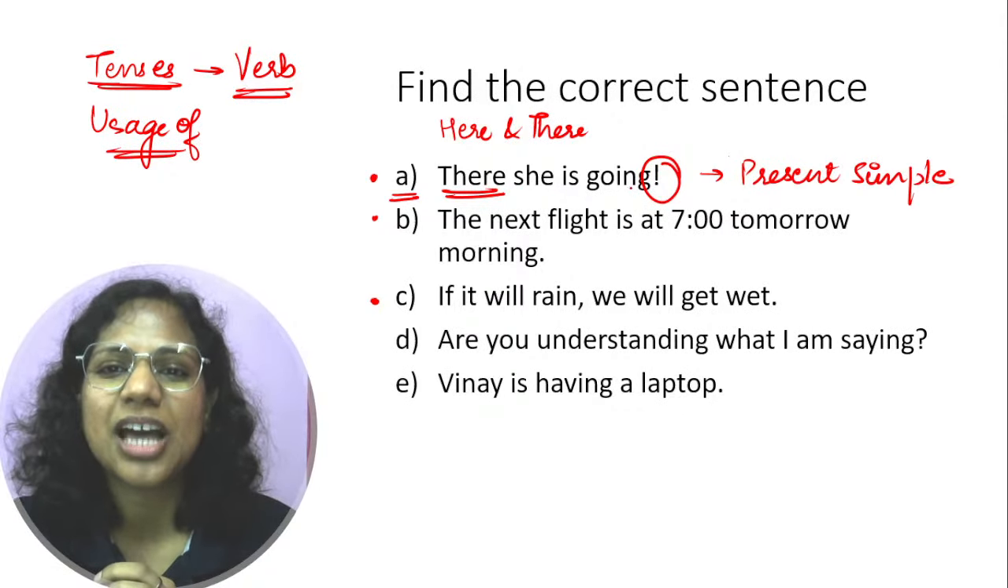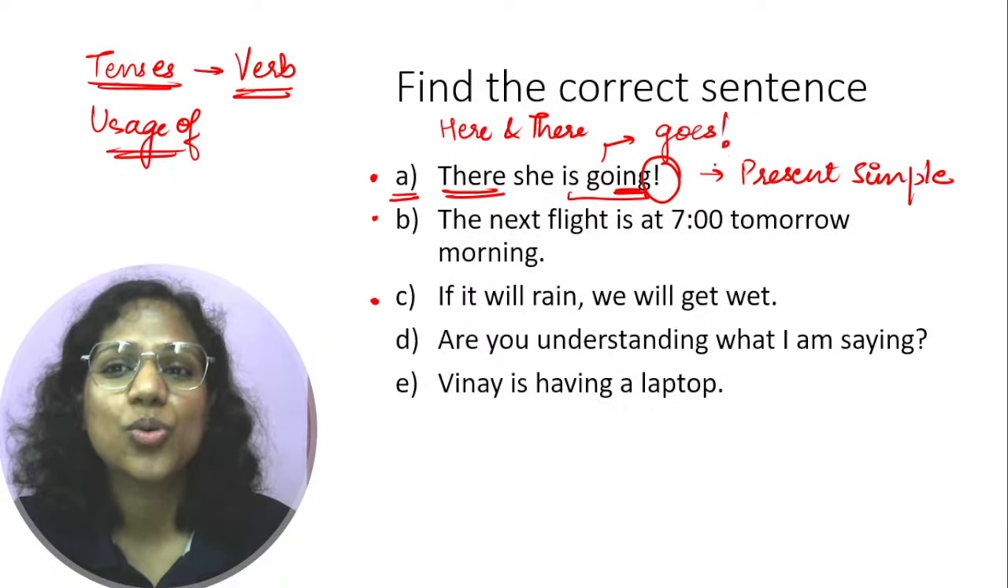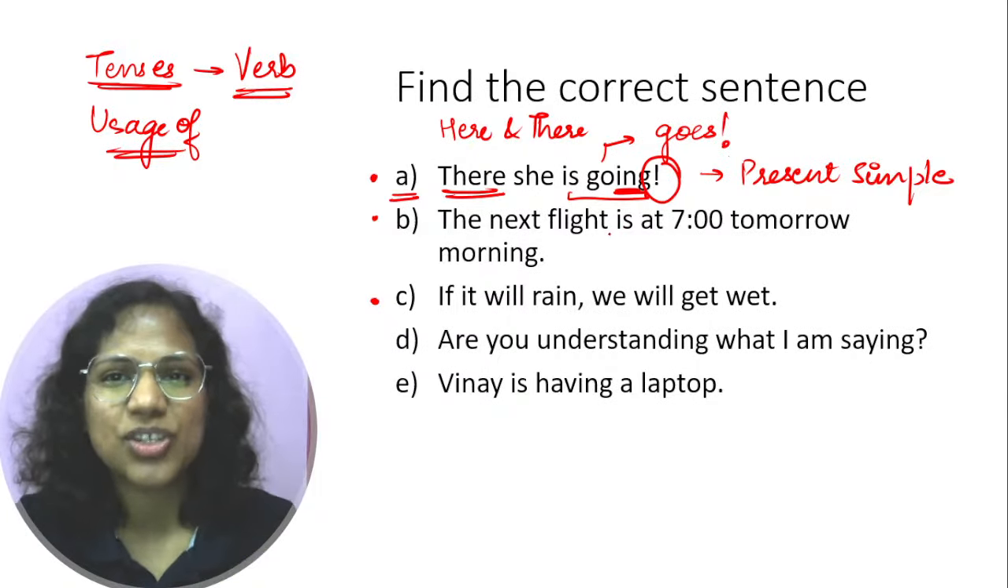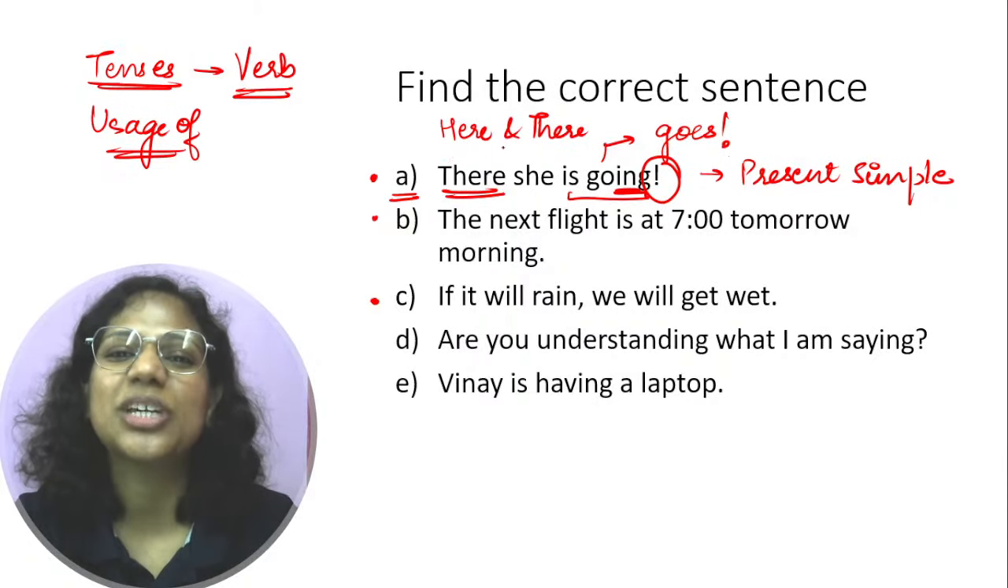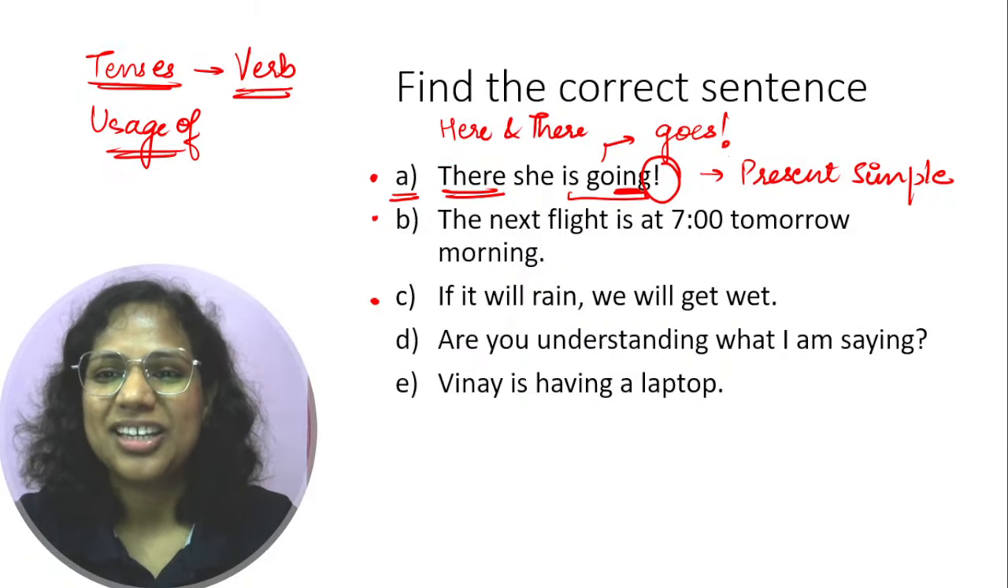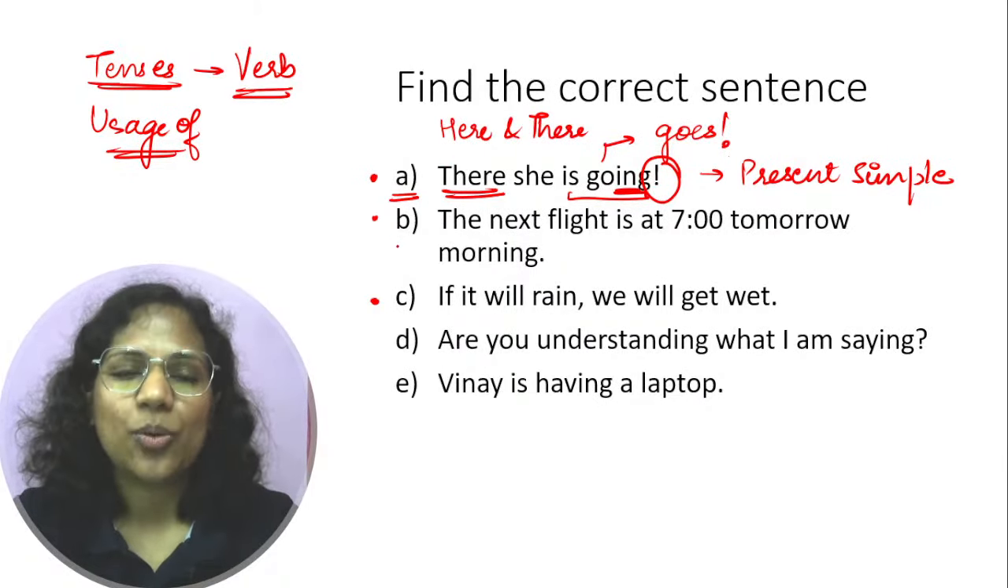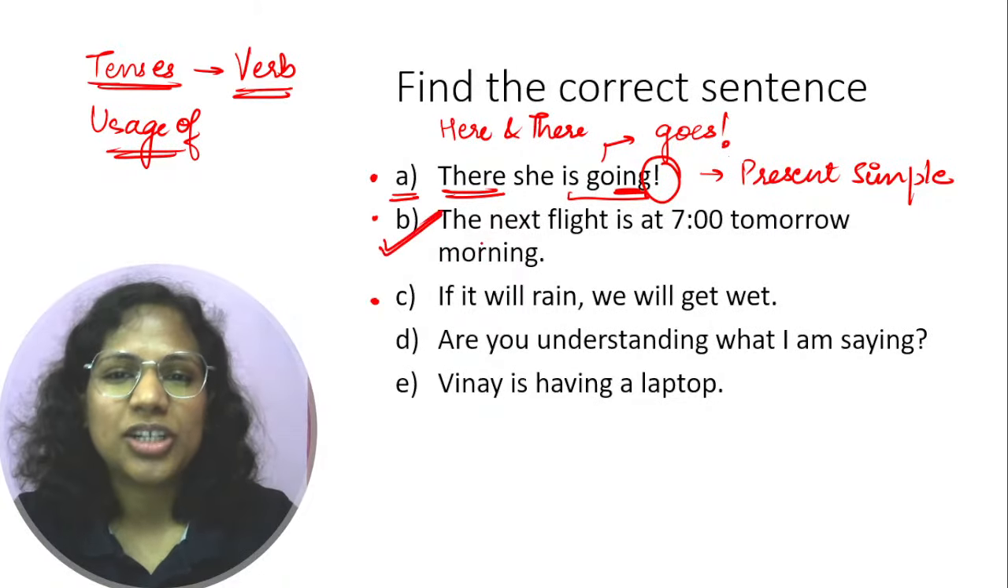This is continuous. The ing form is continuous. So it should be there she goes. There she goes. Here she comes. Always in the present simple tense whenever we have an exclamatory sentence beginning with here and there. Very good. Good that you spotted this.